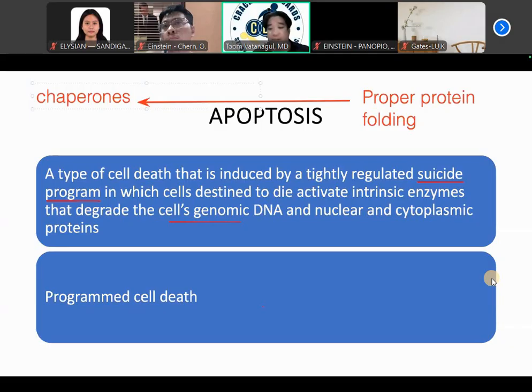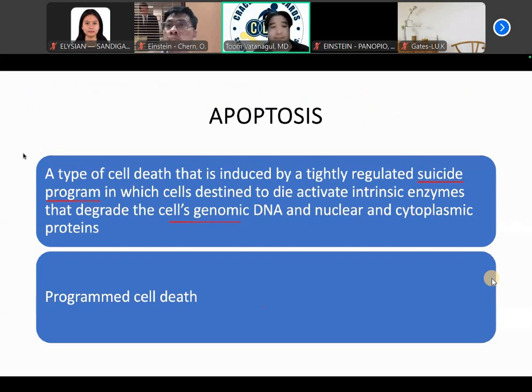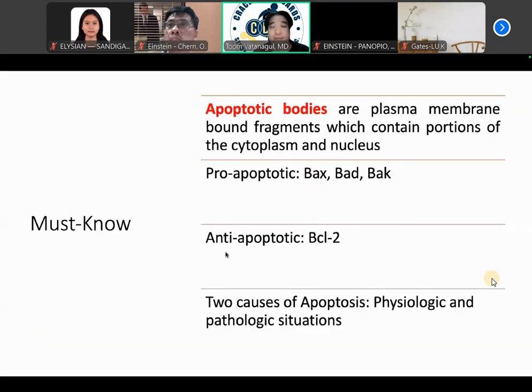Proper folding of proteins. The chaperones. I hope everyone memorizes this by heart. Now, must knows, must bring to the boards. The new edition of Robbins mentions the apoptotic bodies. These are actually fragments of the plasma membrane. Apoptotic bodies. These are plasma membrane fragments.